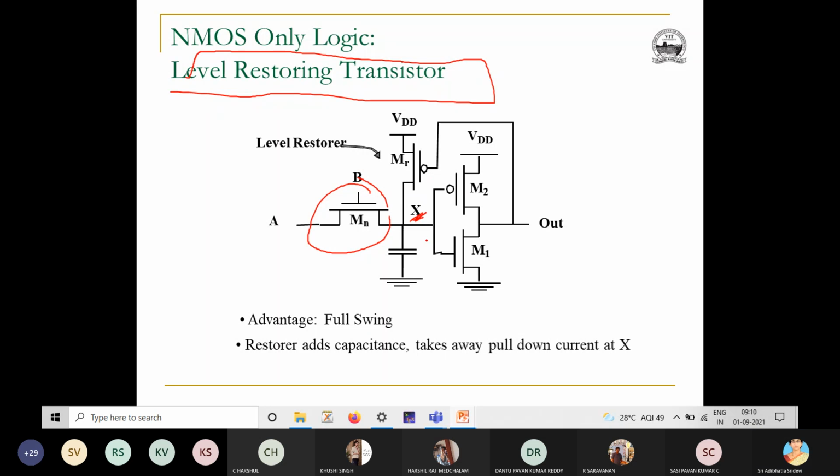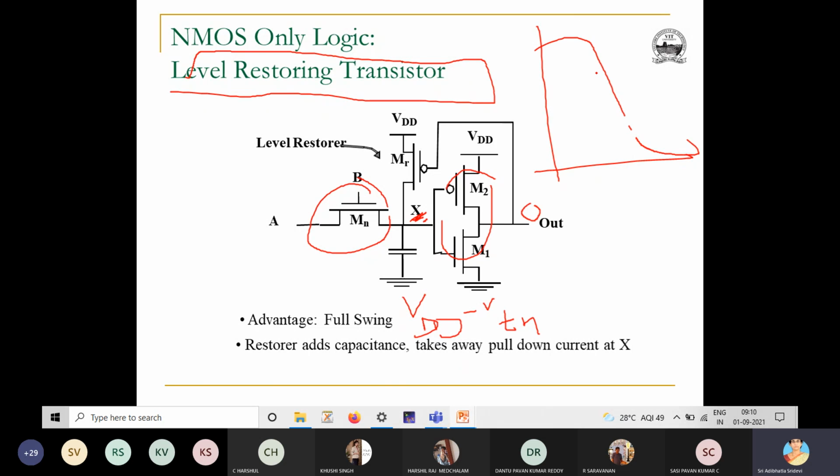So X will be equal to VDD minus VTN. When X equals VDD minus VTN, this inverter will be giving you 0, because even though it is not a strong one, it is a 1 only. So this inverter output will be 0. But it will not lie in the A region of the transfer characteristics, it will lie in the B region, in the middle. So you have a current, but logically this is 0.